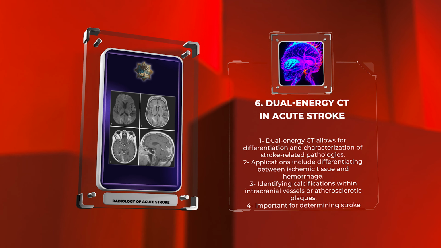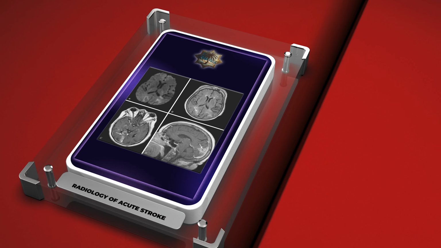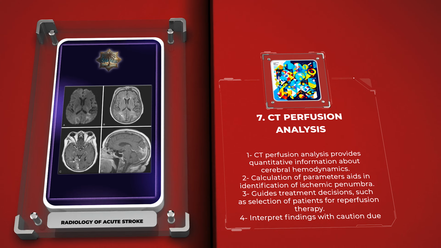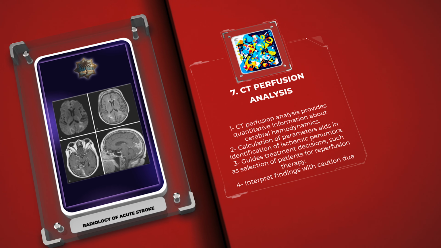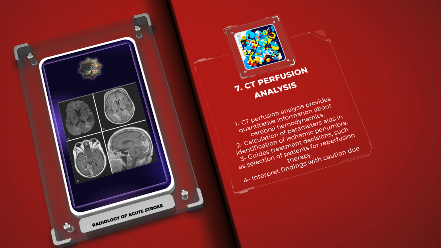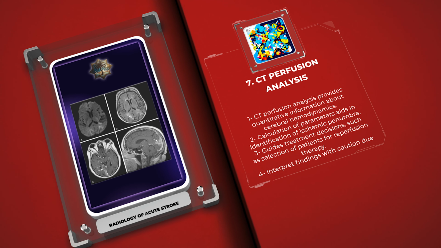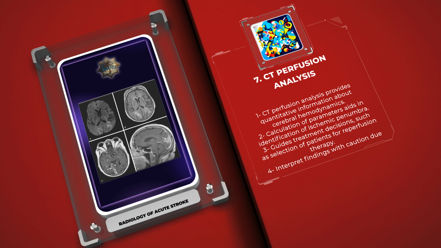Now, let's explore our next topic. CT perfusion analysis is a valuable tool in the assessment of acute stroke patients, providing quantitative information about cerebral hemodynamics. Perfusion imaging allows for the calculation of parameters such as cerebral blood flow, cerebral blood volume, mean transit time, and time to peak. These parameters can aid in the identification of the ischemic penumbra and guide treatment decisions, such as the selection of patients for reperfusion therapy. However, it's important to interpret CT perfusion findings with caution, as technical factors and patient-specific factors can impact the accuracy and reliability of the measurements.